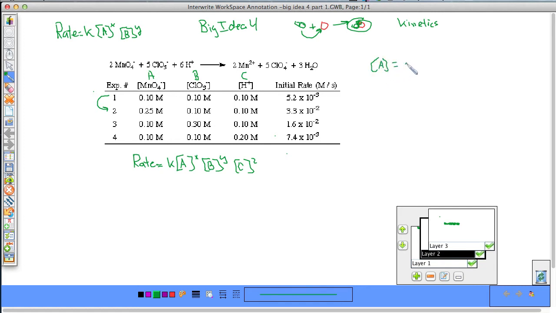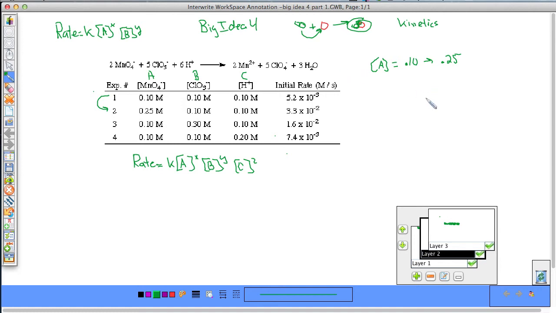So A, we went from 0.1, right, and we increased that to 0.25. So that's an increase of, well, 2.5 is the increase. So this is 2.5 times bigger, right? If you took this 0.1 and multiplied by 2.5, you would get that. So we have a 2.5 increase.